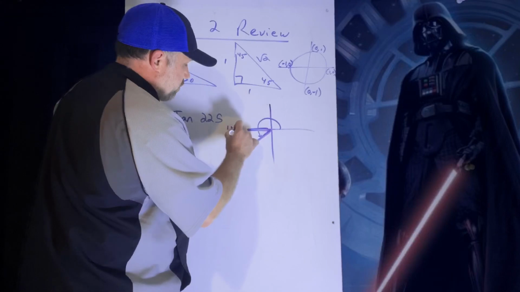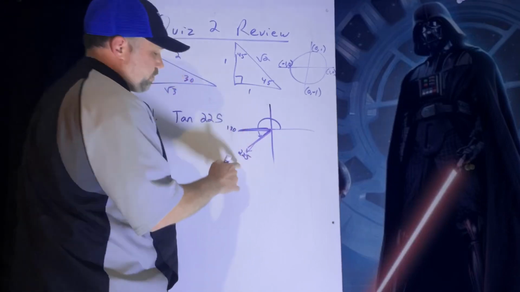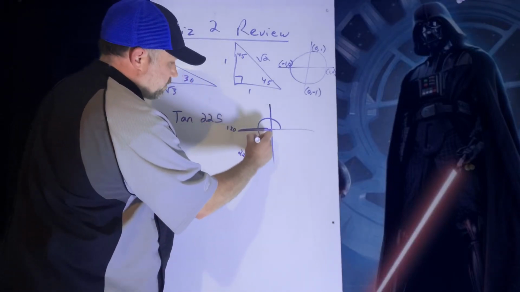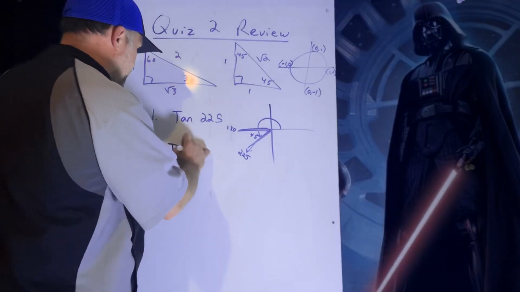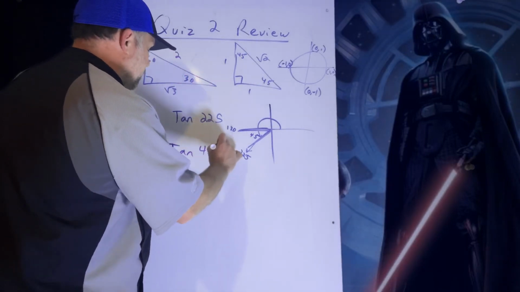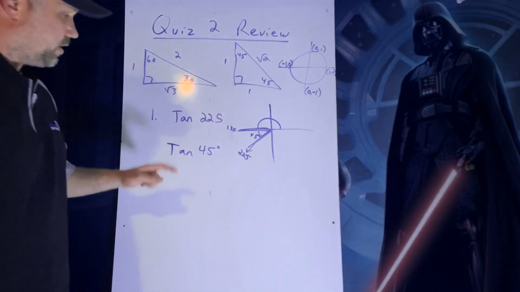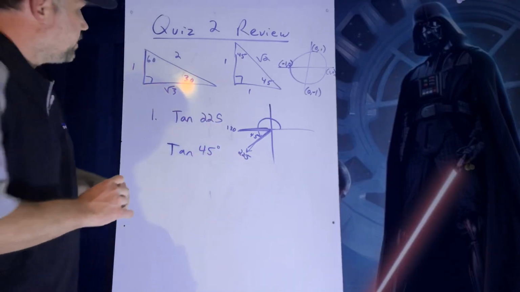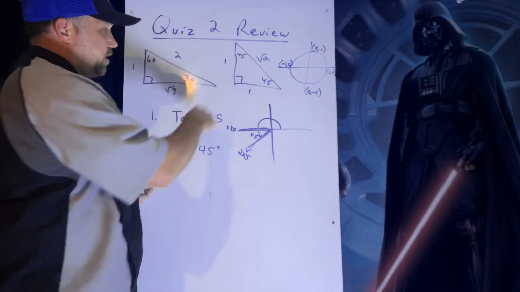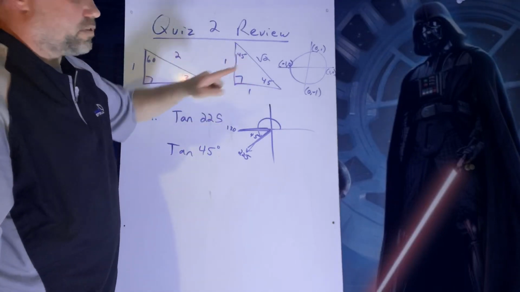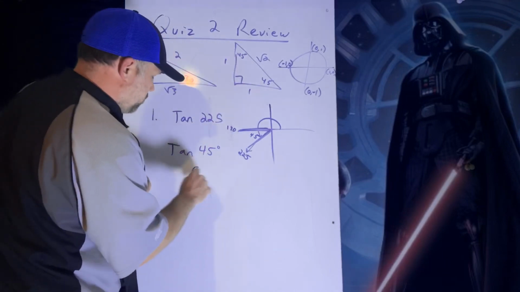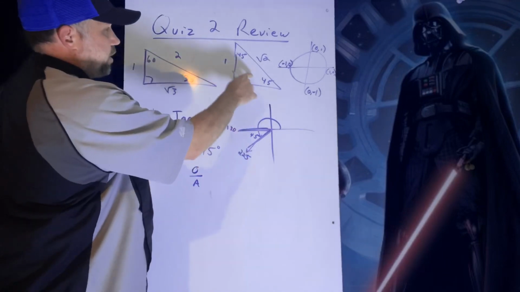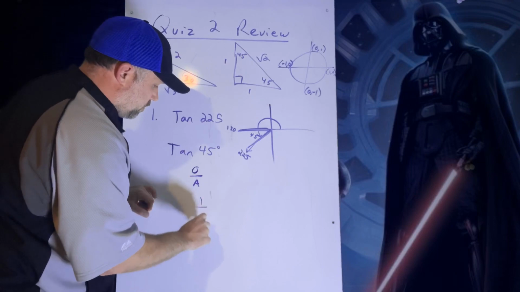And we know this is 180, this is 225. So if I subtract those two, I find out that the reference angle is 45 degrees, which means I can rewrite this as the tangent of 45 degrees. To find the tangent of 45, I use my 45, 45, 90 triangle. Doesn't matter which 45 you use, it'll yield the same result. Tangent is opposite over adjacent, which in this triangle is just going to be 1 over 1, which is just 1.